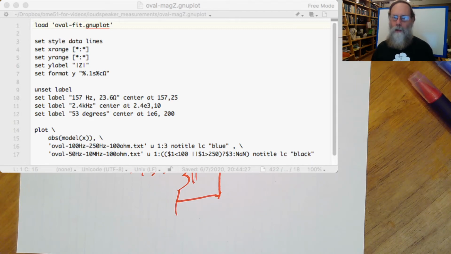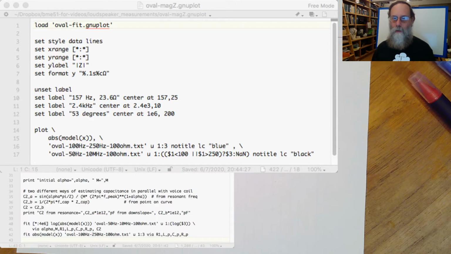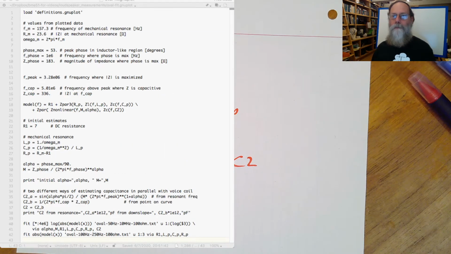Okay, so now let's take a look at the oval fit file here that actually does the setting up of the model and fitting it. What we have at the top, we load definitions.gnuplot, which is the definitions of all the standard functions that we use throughout all of our mode plots. Then we want to get some initial values based on values from plotted data. So rather than directly getting my estimates, first thing I'm going to do is report what are the data points I'm using from the data to set those initial values.